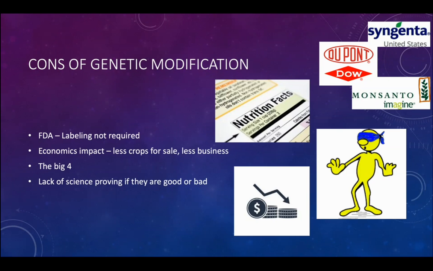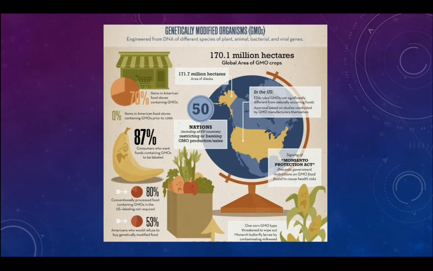According to farmaid.org, the big four seed companies own 80% of the corn and 70% of the soybean market. Therefore, farmers are required to buy seeds from the supplier year after year. This is especially harmful to family farms and those farmers in developing countries. Additionally, the science is not complete yet, letting us know the health risk. It has been reported 87% of consumers want their foods containing GMOs labeled. 50 nations restrict or ban GMOs, and one strand of GMOs threatens to wipe out all monarch butterflies.